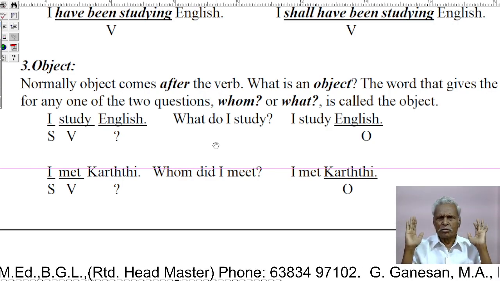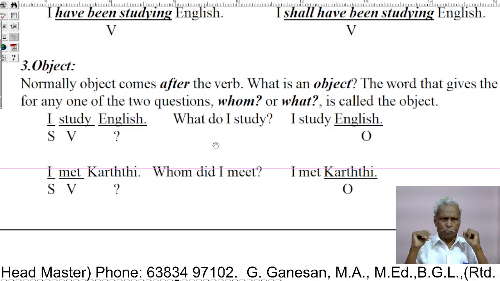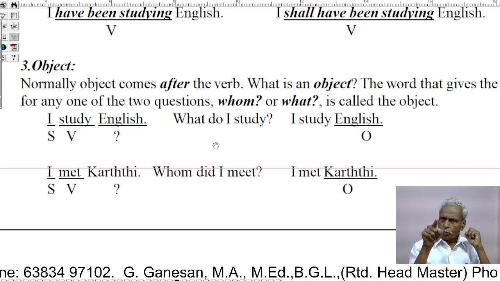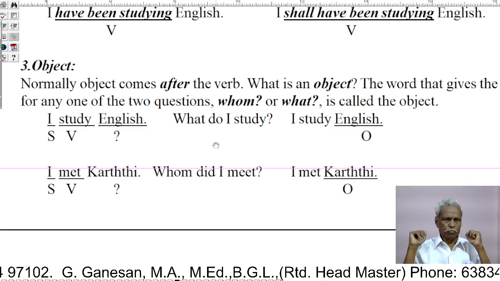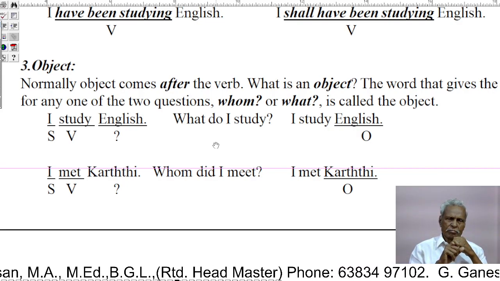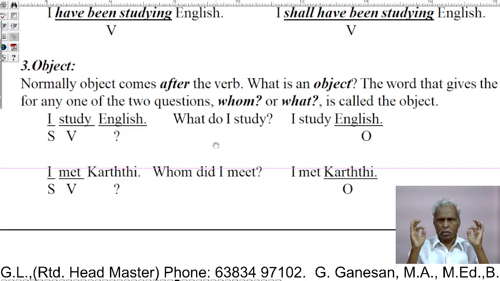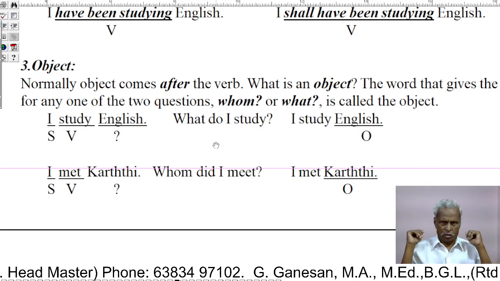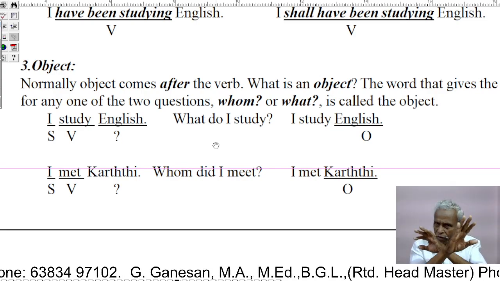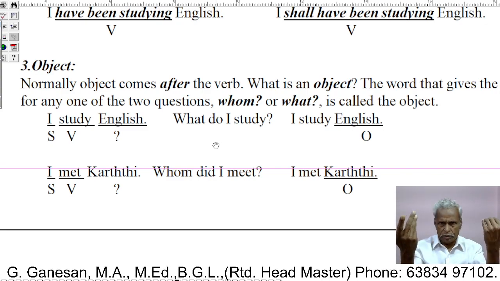How to find out the object? To find out the object, put 2 questions. The first question is what? The second question is whom or what? If there is an answer for either of these 2 questions, whom or what, the answer is the object. If there is no answer for either of them, then there is no object at all.